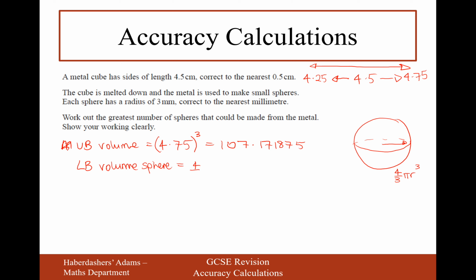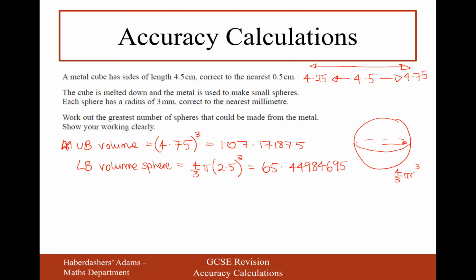So this is going to be 4/3 pi. And if we want to make the spheres as small as possible, we'll just work at the limit of it. We're going to make the radius 2.5 millimeters. So then we need to cube that. So type that all onto your calculator. Use the pi button, 4/3 times pi times 2.5 cubed. And the answer to that is 65.44984695.